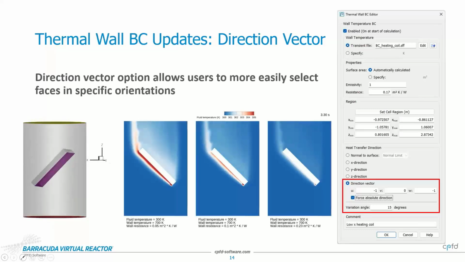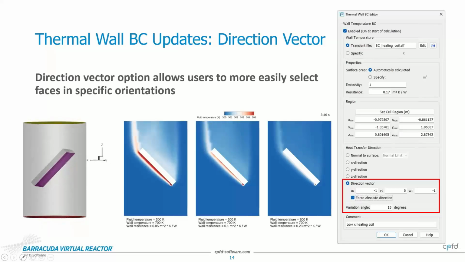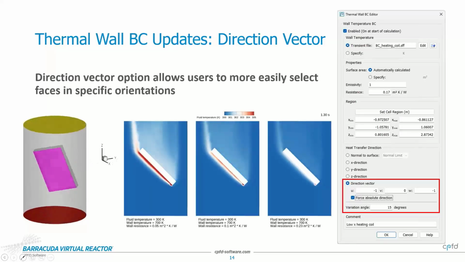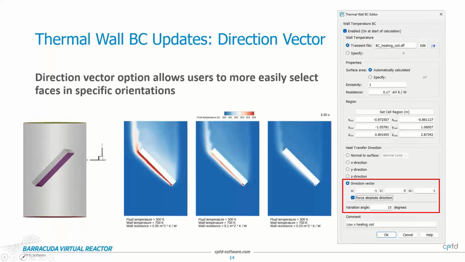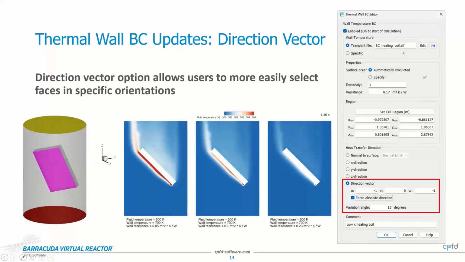The other enhancement to thermal wall BCs for this release is the addition of a direction vector option for selecting the heat transfer faces. This option works the same as the direction vector option you may be familiar with from flow BCs. 3 vector components are specified by the user, and faces that are normal to that vector are selected for the BC. A variation angle can be adjusted to select more or fewer faces, and the option force absolute direction allows you to be even more precise.